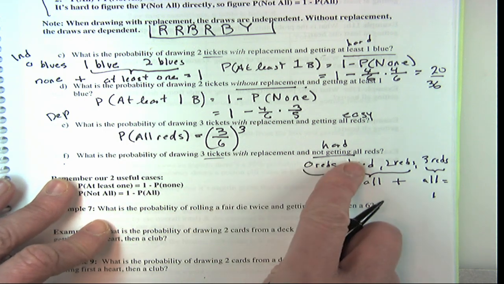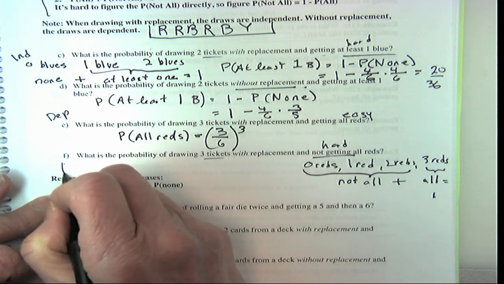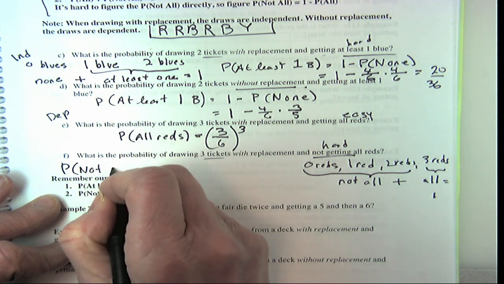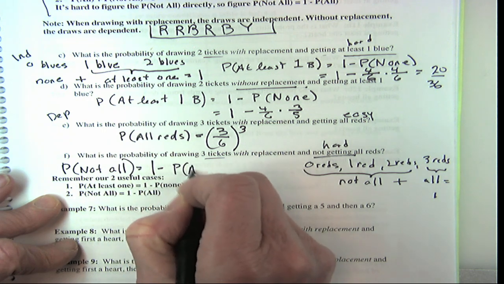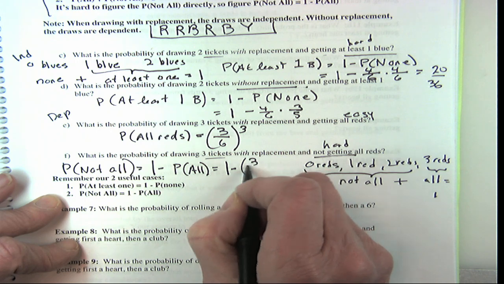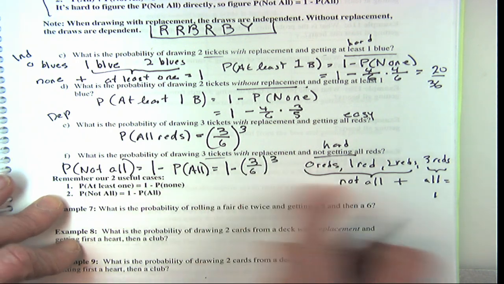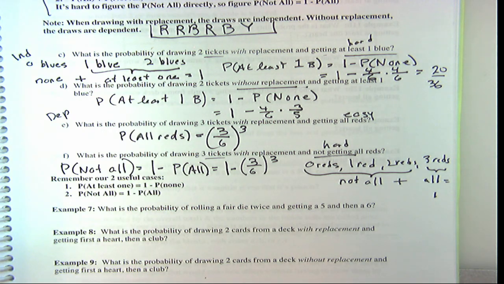But what about not all reds? Well, that's where you're going to have to say the probability of not all is equal to 1 minus the probability of all, which is 1 minus (3/6) cubed. It's much easier. This would be hard to figure out directly. Okay, any questions on that? So now, let's see what else we need to do.